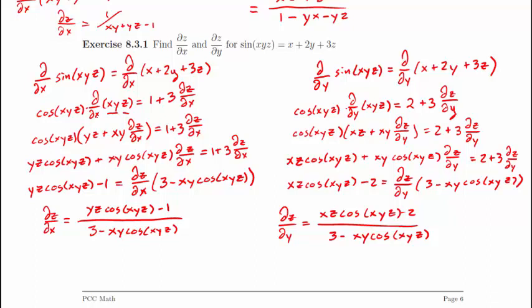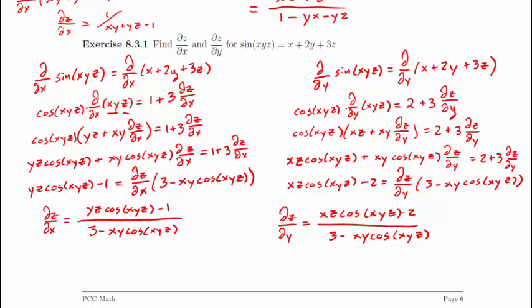So here, the partial with respect to x of xy is just y, because x to the first is going to go away. We're leaving that constant, times the second, z. So we have cosine of xyz, parentheses, yz plus the first, xy, times the partial derivative of z with respect to x. Okay, equals.